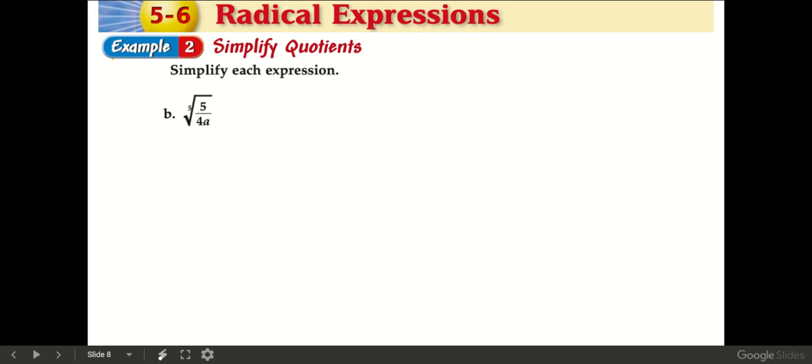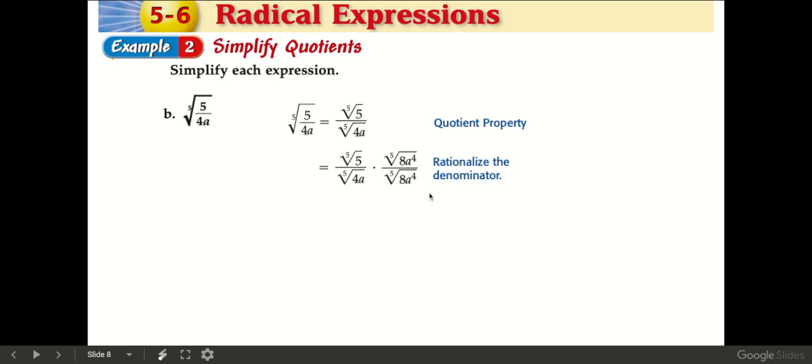Let's look at the next one. So here it's asking me to simplify this expression. So I have the 5th root of 5 over 4a. So I'm going to go ahead and look at it. So again, I'm going to do the 5th root of each one, right? So the 5th root of 5, the 5th root of 4a.